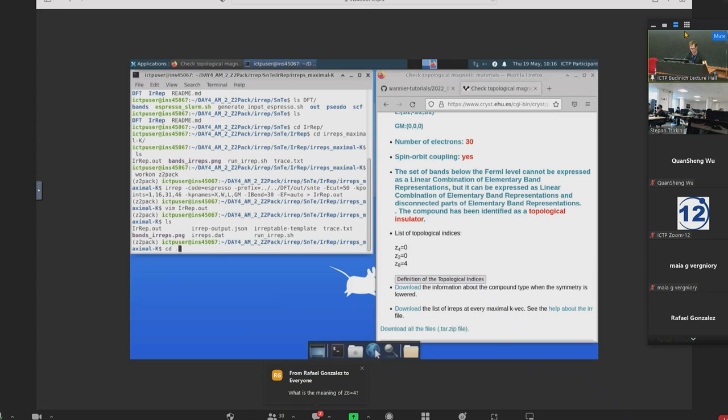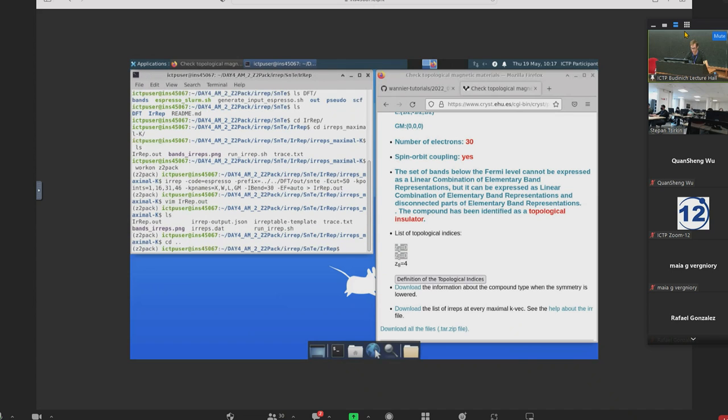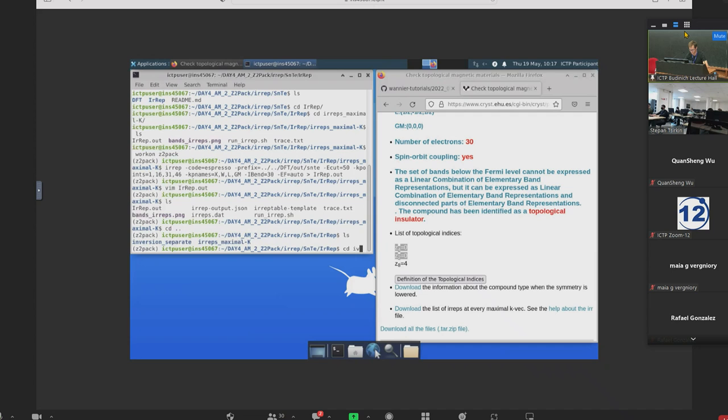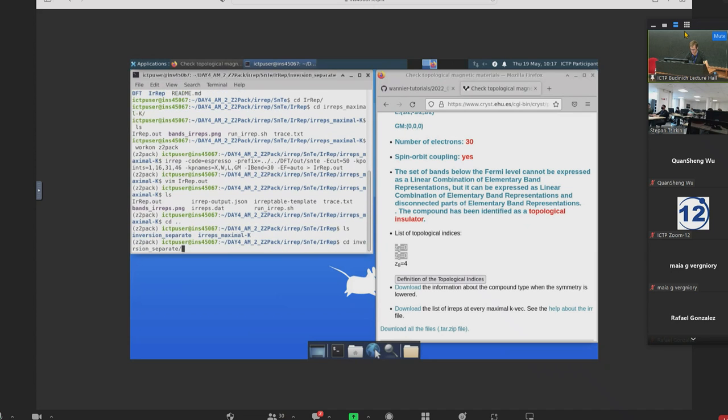Okay, so let me continue now by checking the calculation of these Z2 and Z4 numbers. So how can we do that? These numbers are related to the inversion eigenvalues, okay? They are obtained from inversion eigenvalues, and IREP can calculate inversion eigenvalues. That's why I insisted before on the symmetry operation 25, which is inversion. So we are going to do another calculation with IREP to check these numbers.